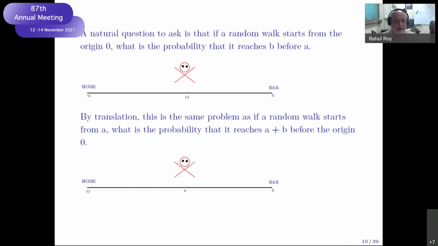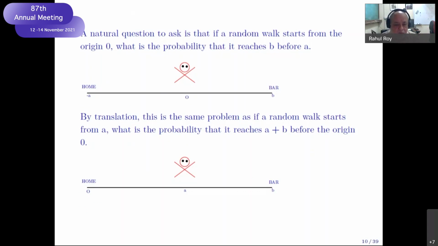A natural question to ask is, if a random walk starts from the origin, what is the probability that it reaches minus A, let me call this home, or B, which let me call bar. B, of course, stands for bar, right? And we know Karl Pearson talked about the random walk as a drunken man. So if I translate this by length A to the right, then this is the same as starting from A, the random walker reaches home, which is at the origin, or goes to the bar B.